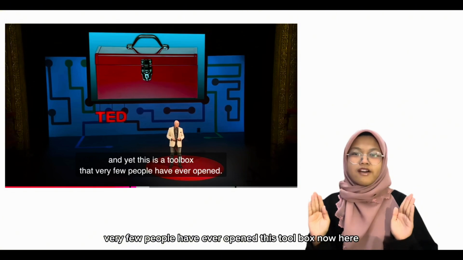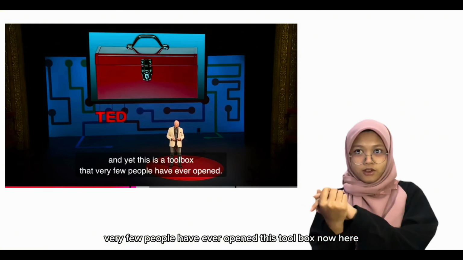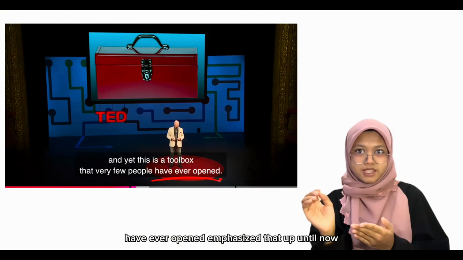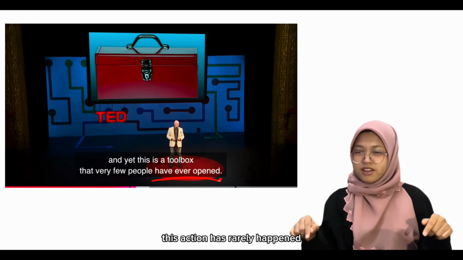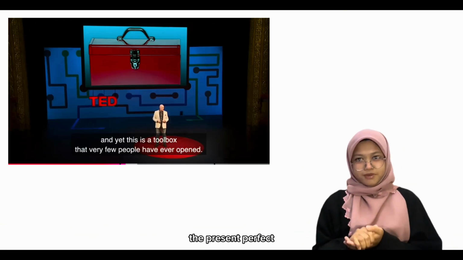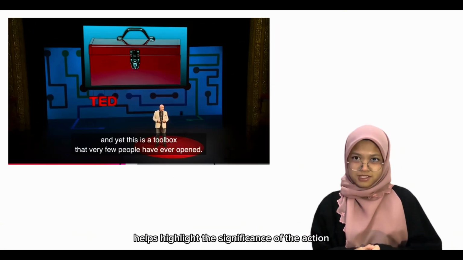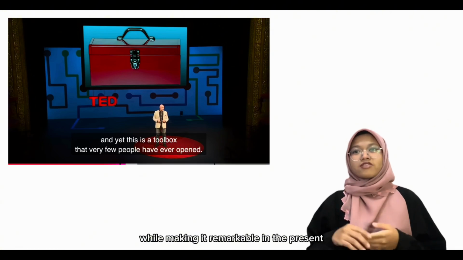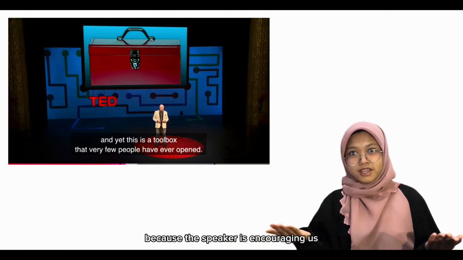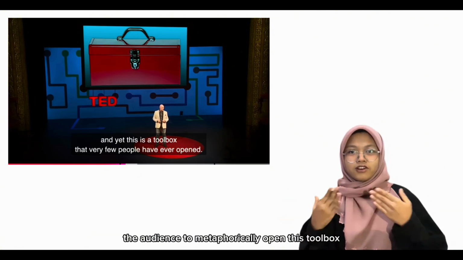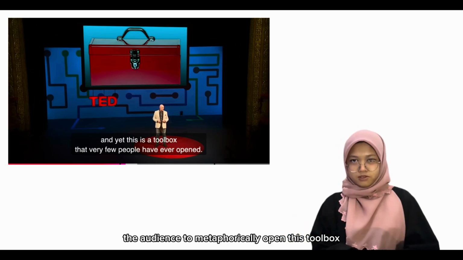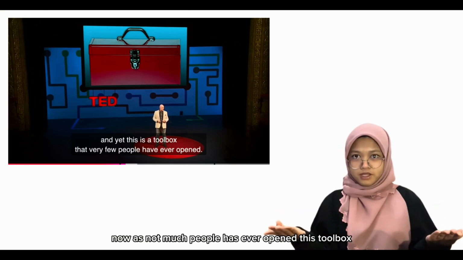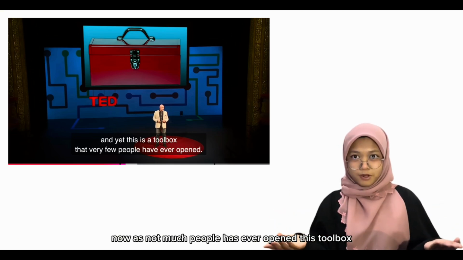"Very few people have ever opened this toolbox." Now here, "have ever opened" emphasizes that up until now this action has rarely happened. The present perfect helps highlight the significance of the action while making it remarkable in the present, because the speaker is encouraging us, the audience, to metaphorically open this toolbox now, as not many people have ever opened this toolbox.